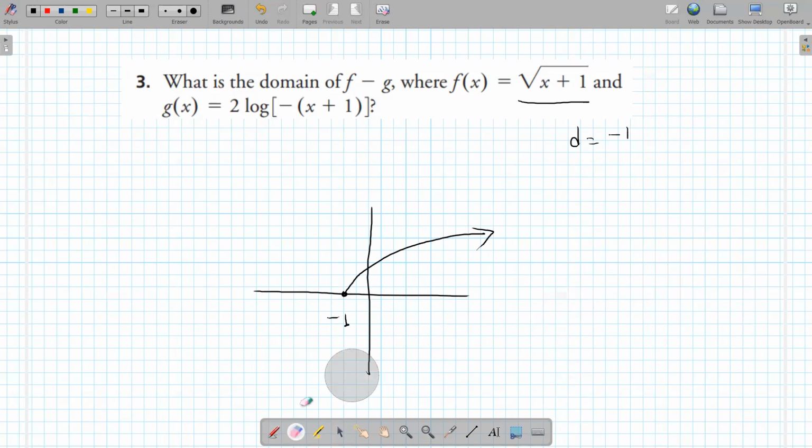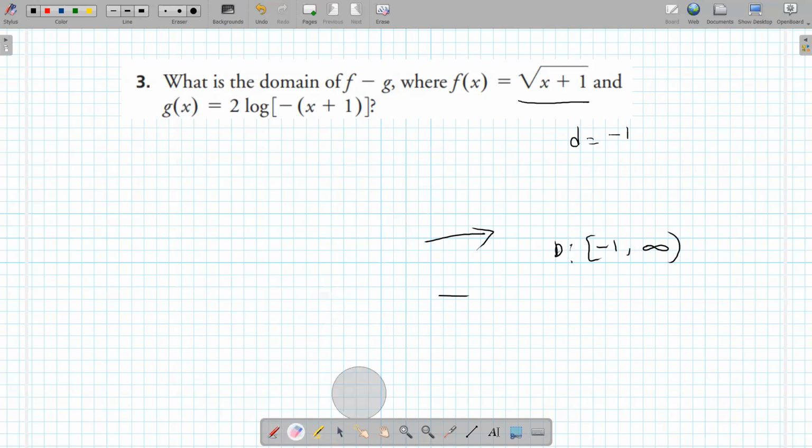What's the domain of this? You can just look at the sketch. What are the possible x values this function can take? Anything more than negative one? Can it take the value of exactly negative 1? Yes. So the domain is negative 1 inclusive to positive infinity. The other one is going to be tricky to graph. I'm going to try though.